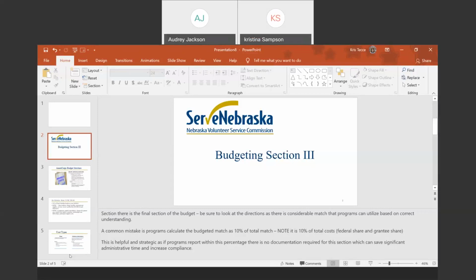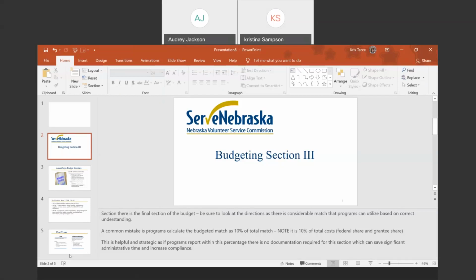This is budgeting for Section 3 of the grant, which is indirect and administrative costs. This is the final section of the budget, and you want to make sure that you're looking at the directions because there's considerable match that you can utilize based on correct understanding. A common mistake is that programs miscalculate the match and they calculate 10% of the budgeted match, not 10% of the total cost, which is federal and grantee share. So that's a really important part.